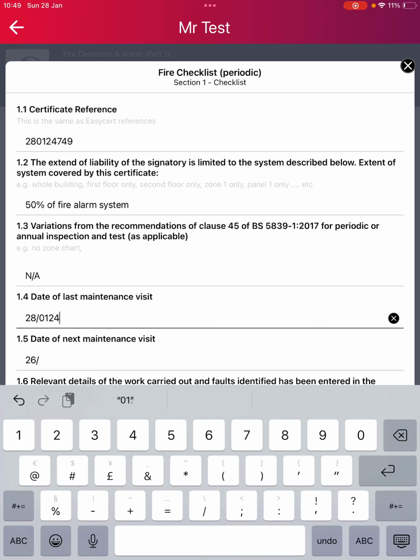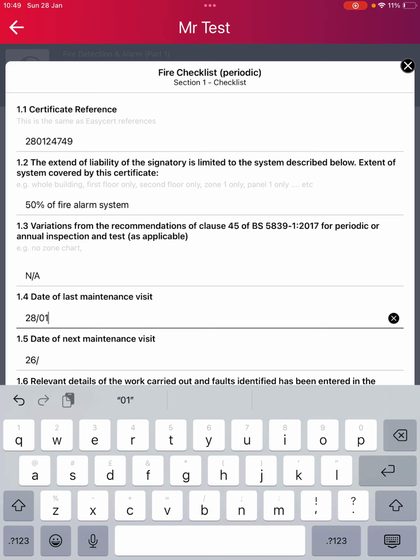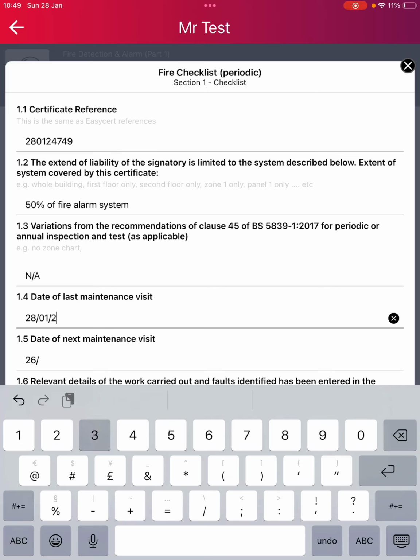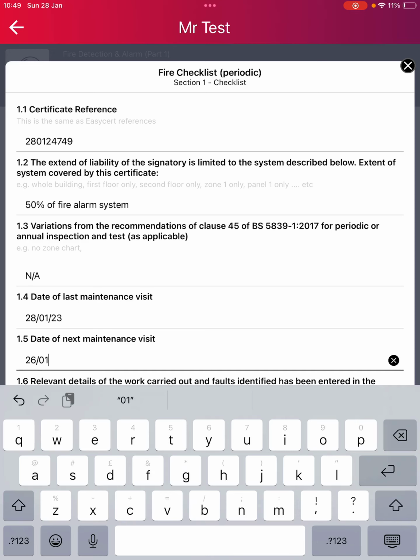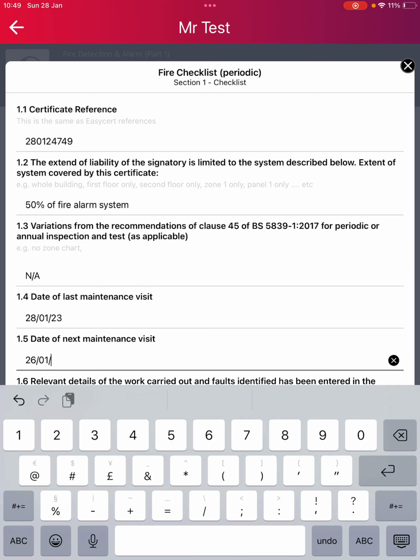But this will be 28th. So this is the next service visit, so that'll be in 6 months' time. We'll do the 6 monthly. So let's class this as the annual. The last service visit was a 6 monthly, the next service visit will be a 6 monthly, but then the one after that will be the annual again.